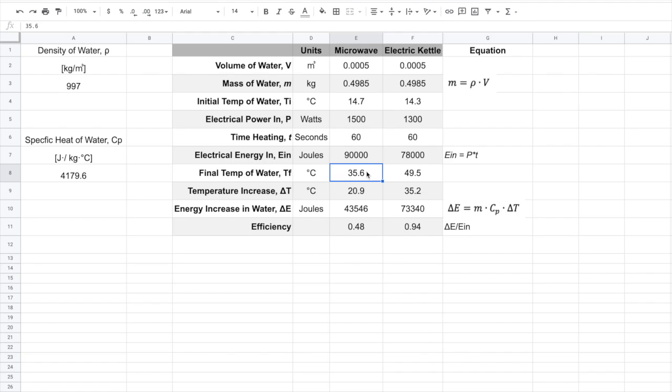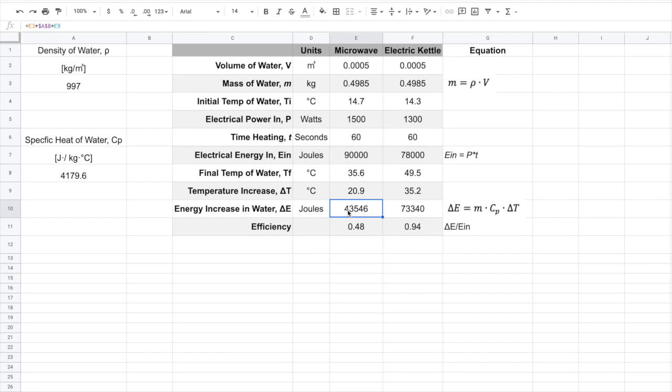Okay, the next thing I recorded was the final temperature. So this is after heating up the water in the microwave. And then the change in temperature was just calculated here by taking the difference between the final and initial temperatures.